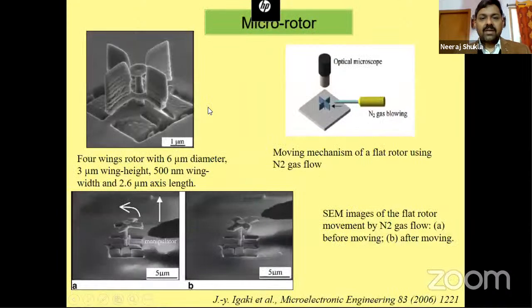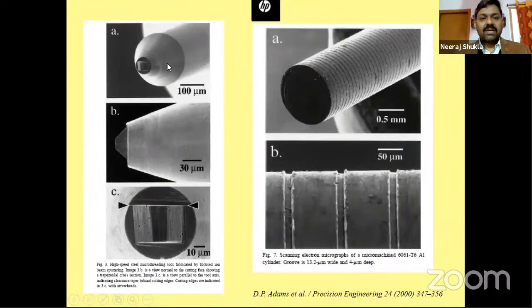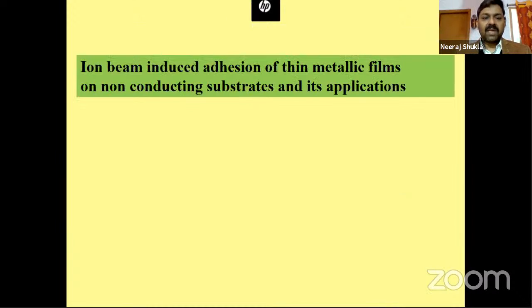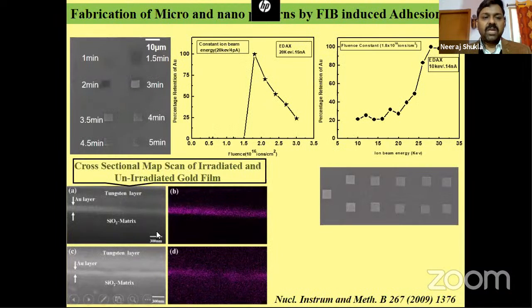Okay, and you can make a micro rotor. The length scale is 1 micrometer, and you can machine it very finely. Okay, the various images tell you that you can make various kinds of tips. And as I told you, you can make a template for photonic and surface plasmonic applications. So you can make ion beam induced adhesion, okay, of gold and silver films, and you can make various patterns.